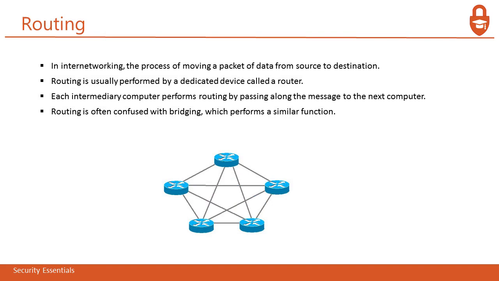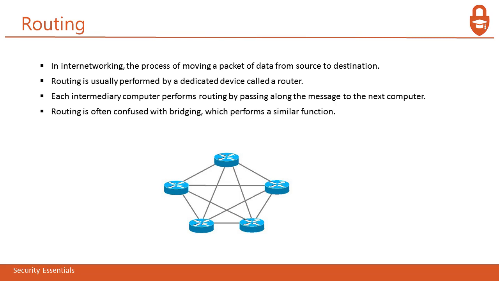What exactly is routing? Because we've already discussed routers and the different types of routers that we can use. Now we should probably look at what exactly routing is. In internetworking, it's the process of moving a packet of data from source to destination. And this is just a simple definition: moving a packet of data from one source to a destination. Routing is usually performed by a dedicated device called a router, which we've already discussed, and each intermediary computer performs routing by passing along the message to the next computer.